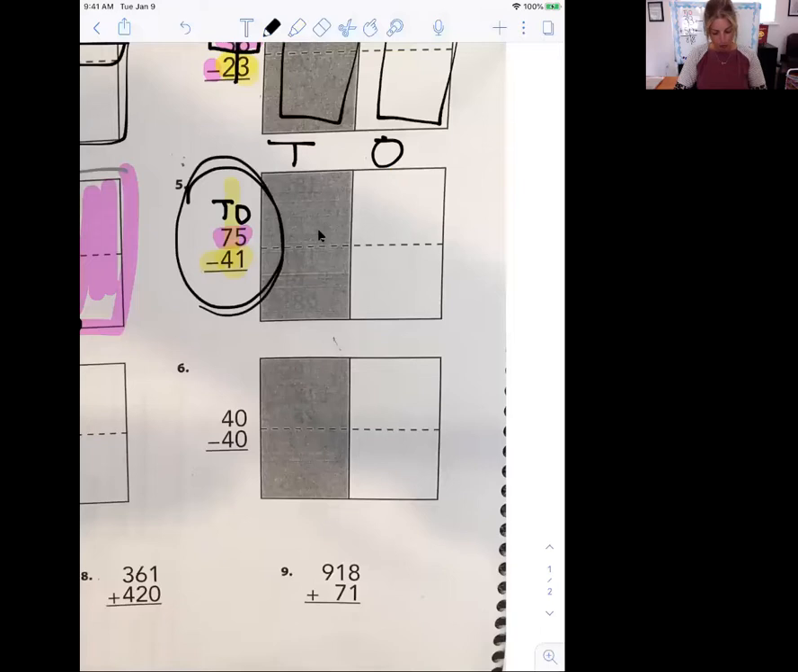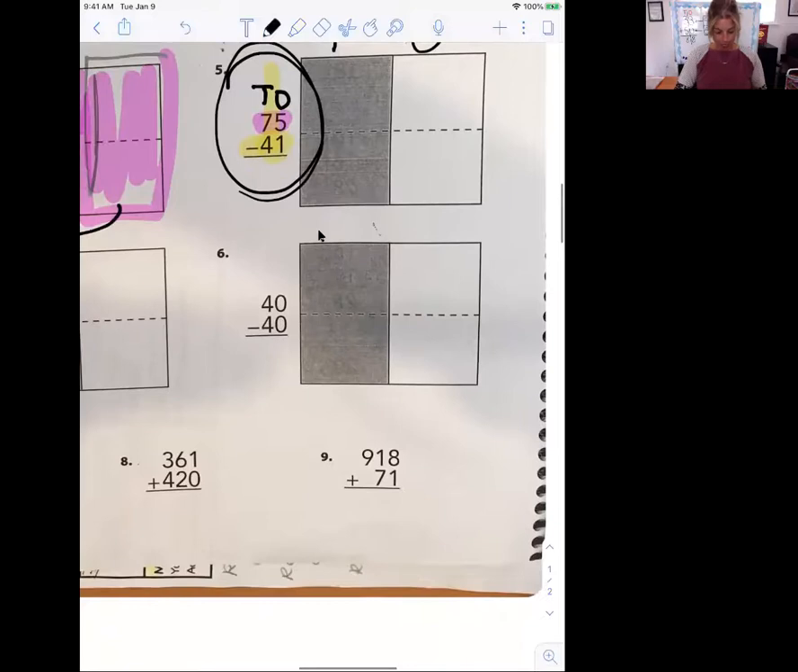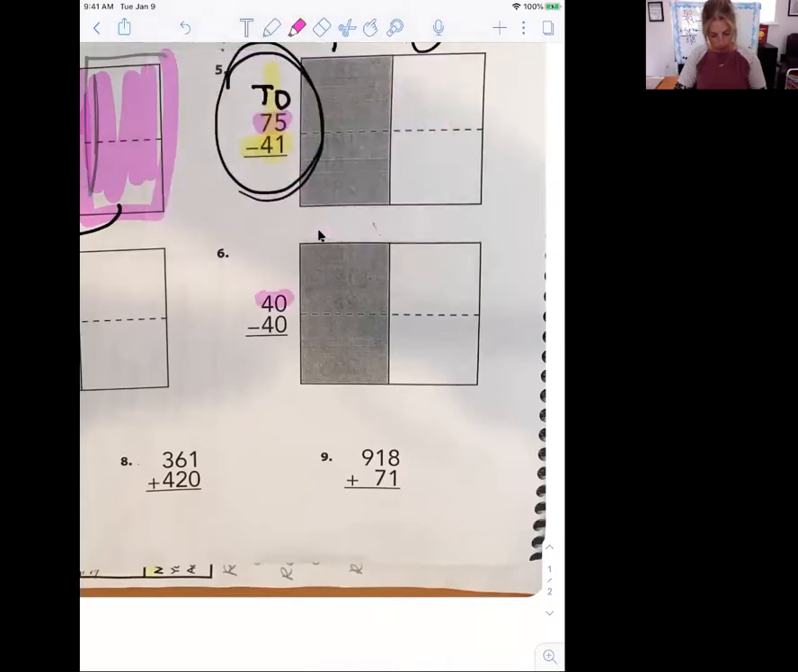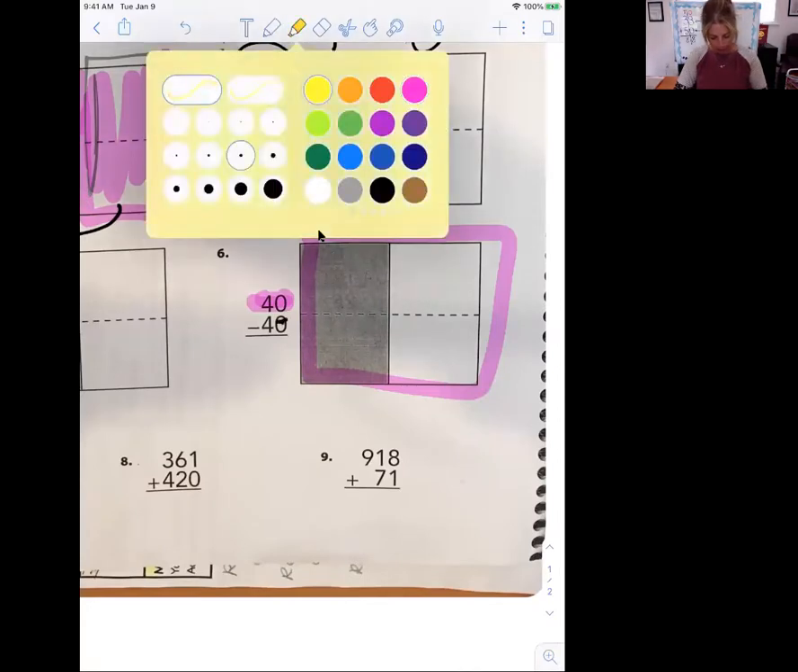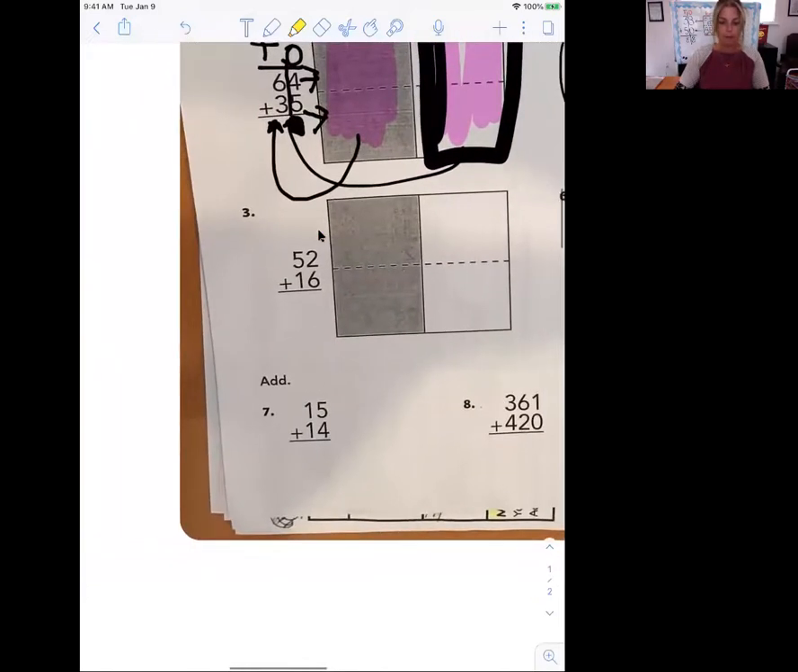Okay, boys and girls, your picture should match your answer. Number 6, I'm going to let you do on your own. Again, you're drawing the top number. You're going to draw this top number in this box, and then you're going to X out the bottom number right here. Go ahead and pause your video and do that, and I will see you back here for number 7.